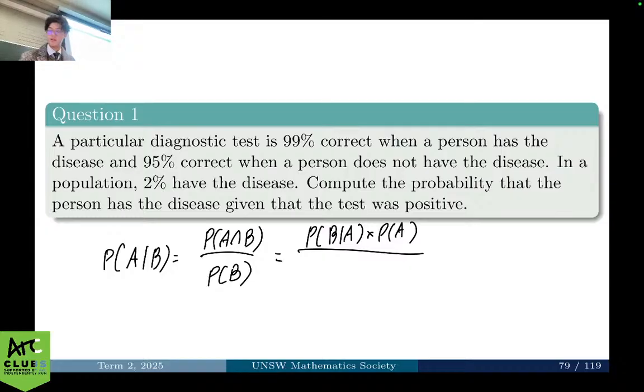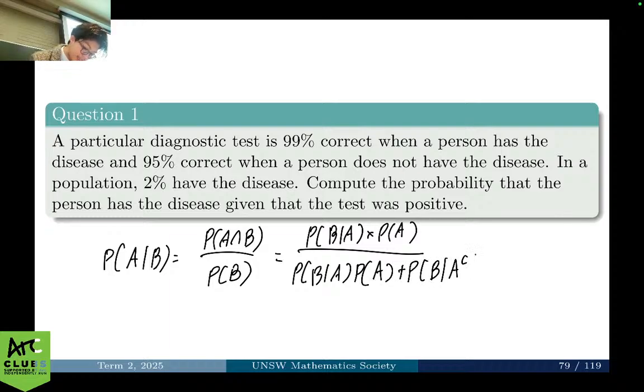Now you can use the law of total probability to find P of B as P of B given A times the probability of A, plus the probability of B given that A didn't happen times the probability of not A. So it's essentially the probability that the test is positive when the person either does have the disease or does not have the disease. So we add up all those scenarios.